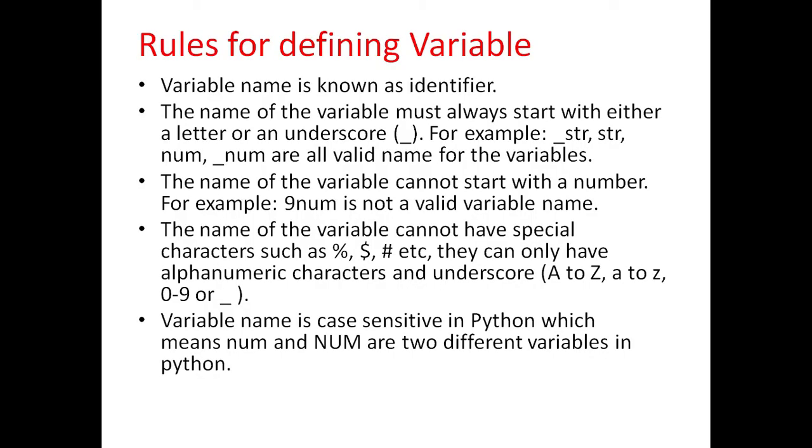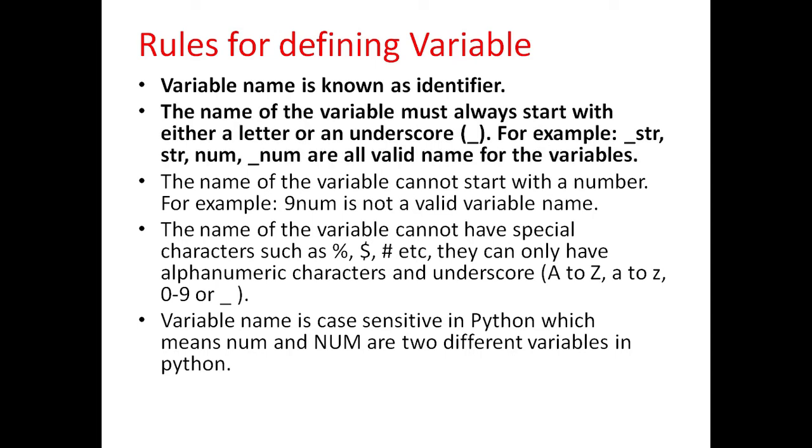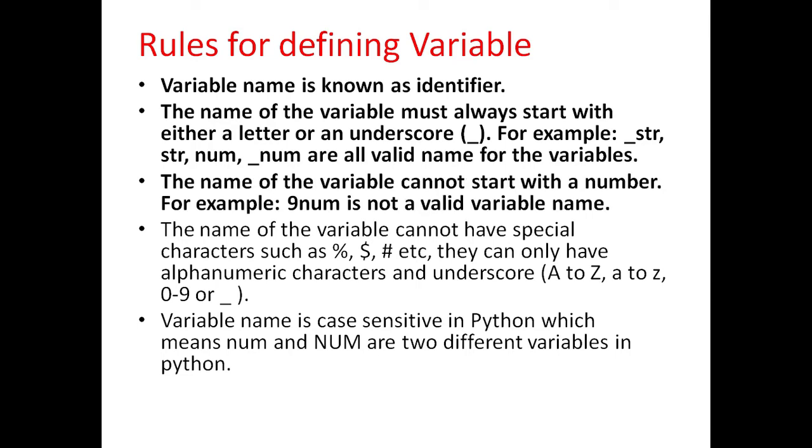There are some rules for defining the variables. Variable name is known as identifier. The name of the variable must always start with either a letter or an underscore. For example, _str or str. The name of the variable cannot start with a number. For example, 9num is not a valid variable name.